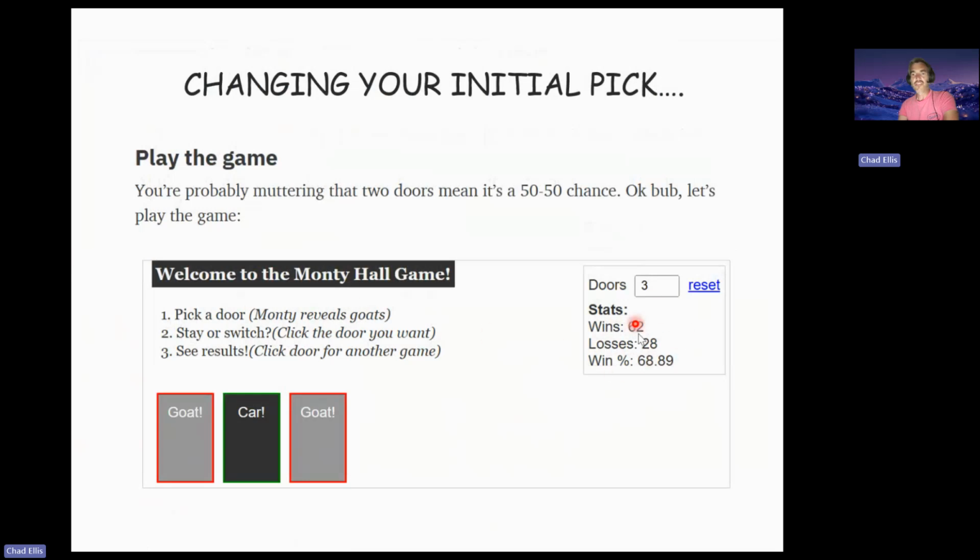So again, I did about 100 tries. You can see the rate of success is a lot higher, nearly 70%. So there is a big difference between whether you stay with your initial door that you picked or you switch once you learn which other door has a goat behind it.